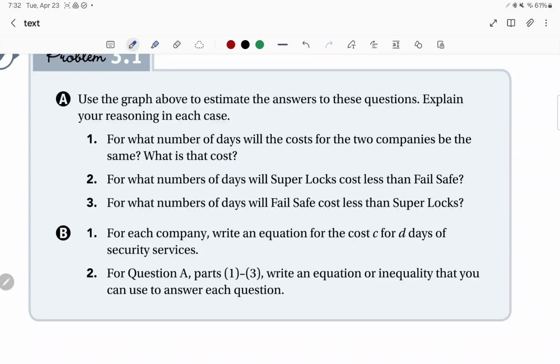So let's take a look at part A. We're using the graph to estimate the answers to these questions. Go ahead and answer all of part A and then come back to the video. So this should take about 2 to 3 minutes. So pause it and then come back to the video.